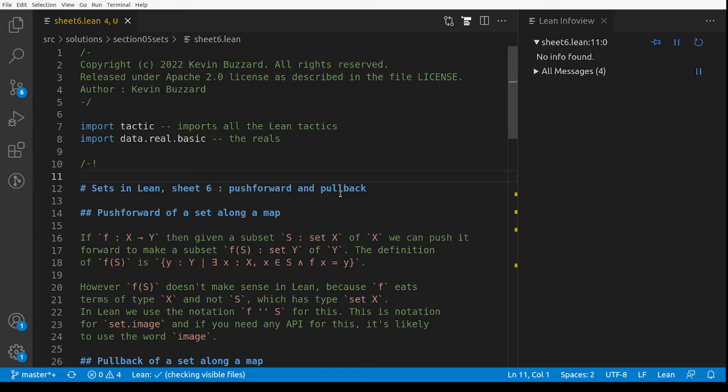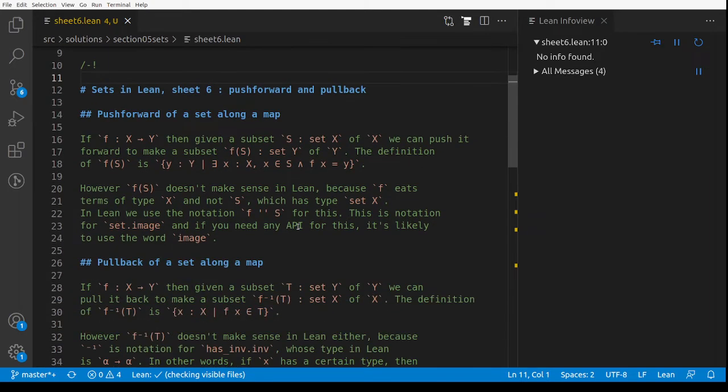Hello, this is Sets Sheet 6 and we're going to learn about push forward and pull back of sets along maps. So this is really, we're just learning a little bit about the API for sets here. What am I talking about? The idea is, let me go through the maths.